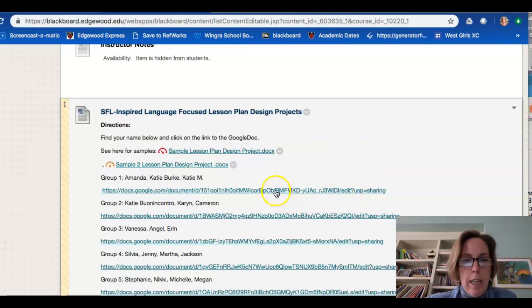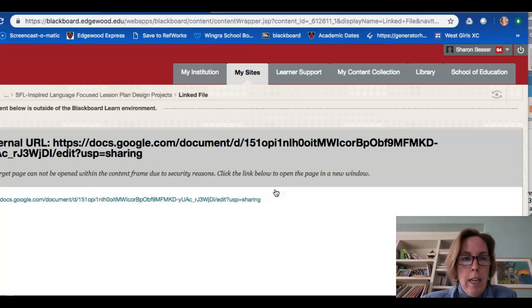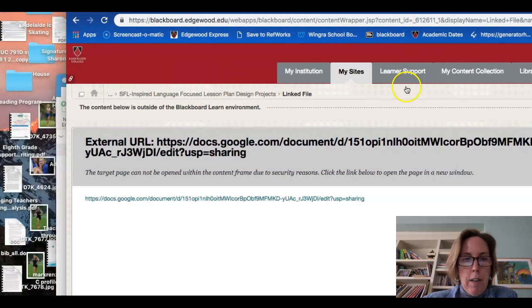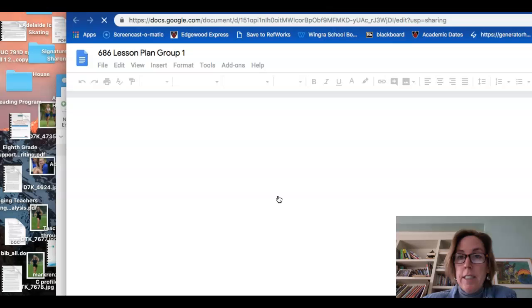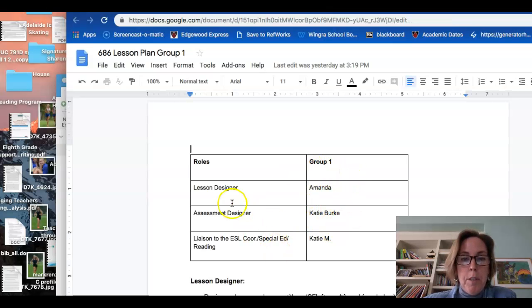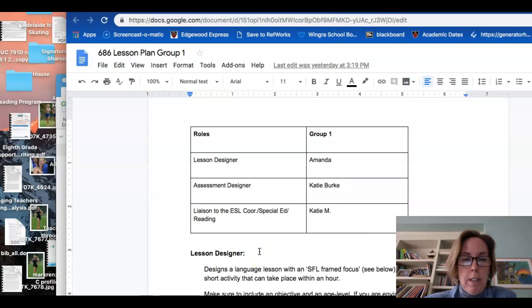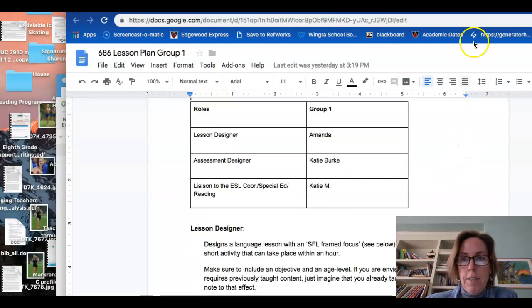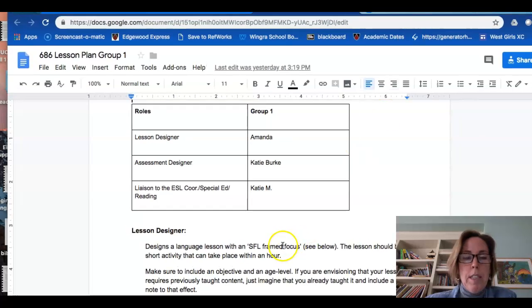So let's take a look at one of these. It's a little clunky, it doesn't go right there, so you have to re-click. I did the shareable link, so you should have access. I've put you in groups and given you your roles, and let's look at the different roles. They're all here. The lesson designer is the person who is going to design the lesson. The designer gets to choose what language focus and what grade.